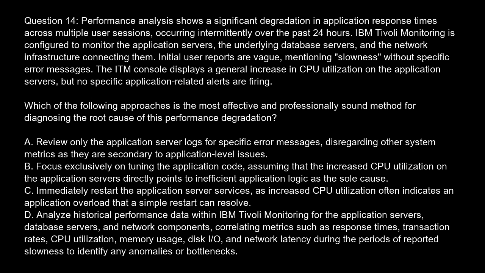Option D. Analyze historical performance data within IBM Tivoli monitoring for the application servers, database servers, and network components, correlating metrics such as response times, transaction rates, CPU utilization, memory usage, disk I/O, and network latency during the periods of reported slowness to identify any anomalies or bottlenecks.